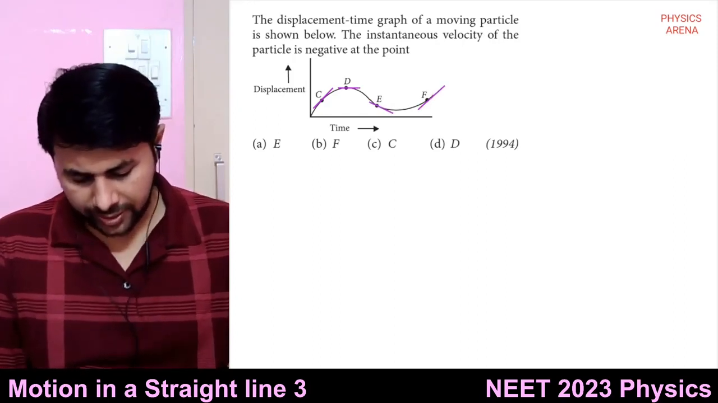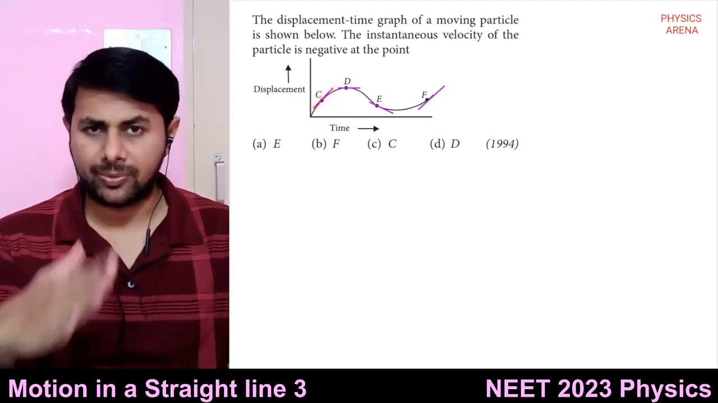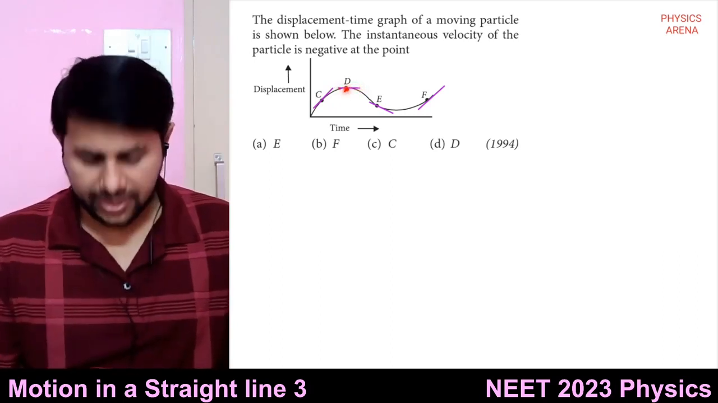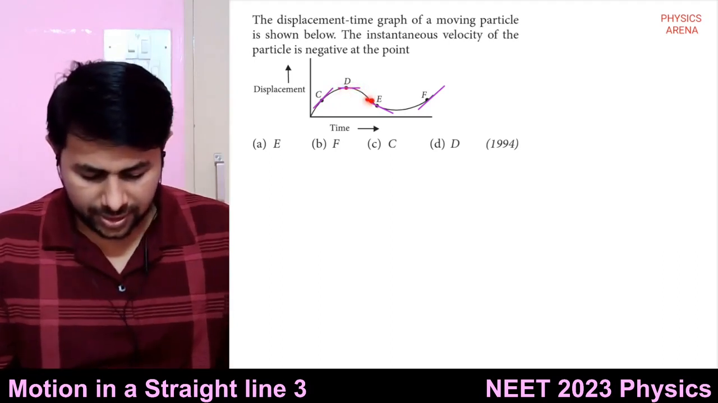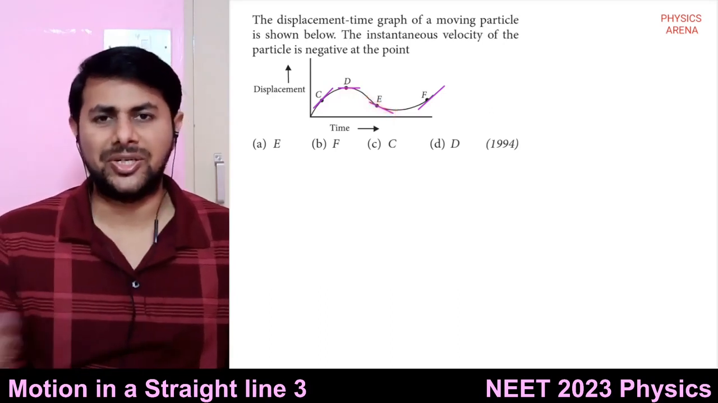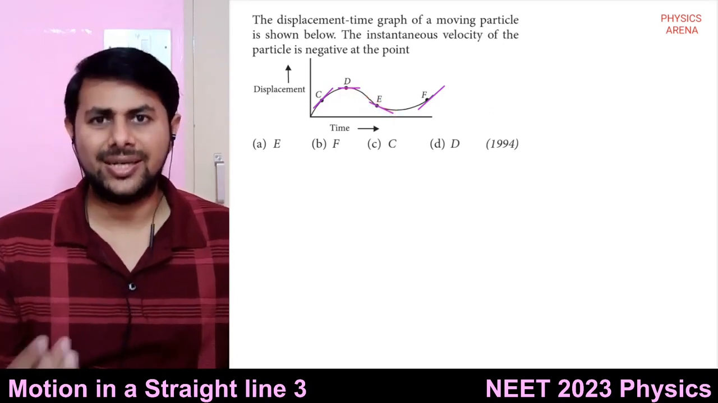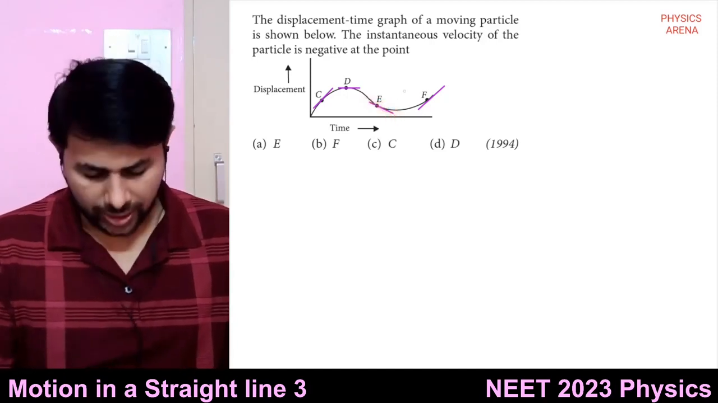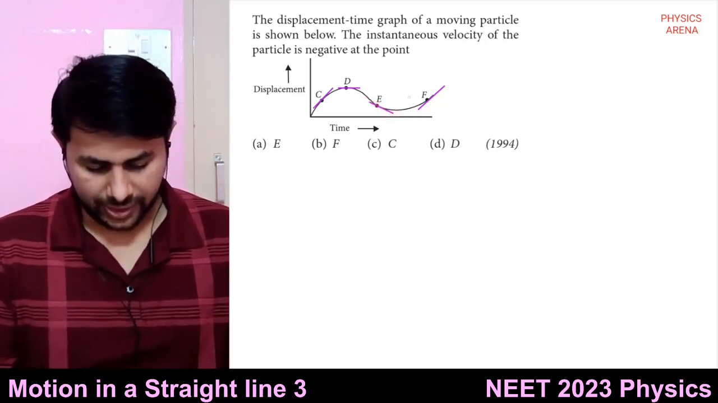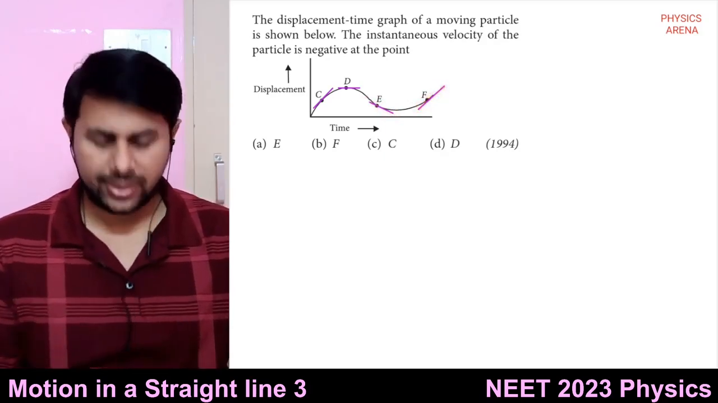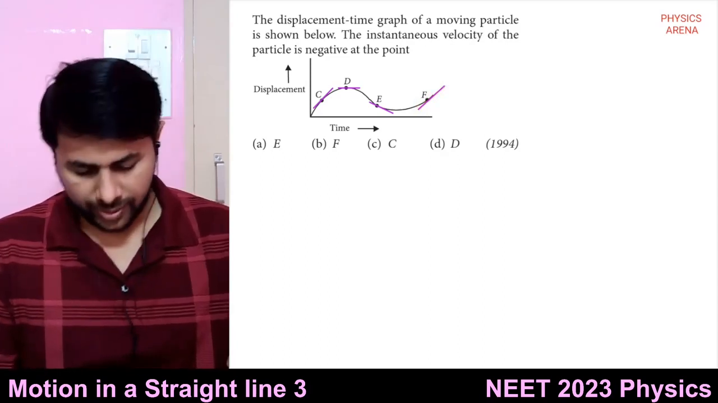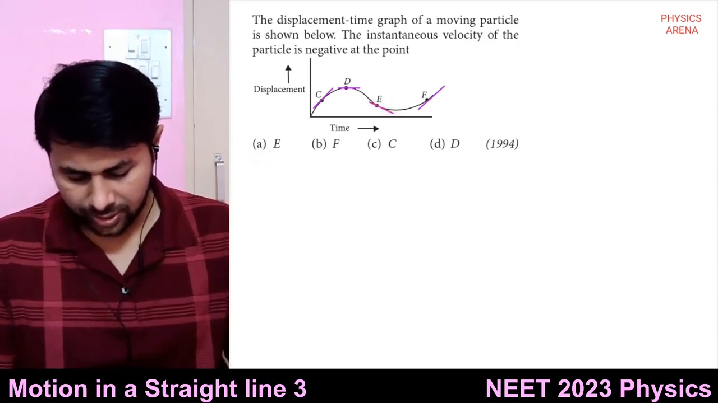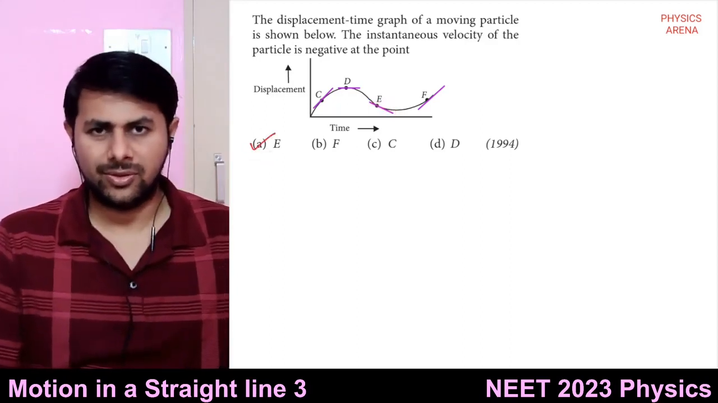You can see here this tangent is slanted upwards, that means the velocity is positive. This one is horizontal, that means at this point the velocity is 0. This one is slanted downwards, so at this point the velocity is negative, and that is what is asked in the question. So our answer is point E. This one is slanted upwards, so here also velocity is positive. So the answer is point E, which is in option A. So option A is the answer. Okay, simple.